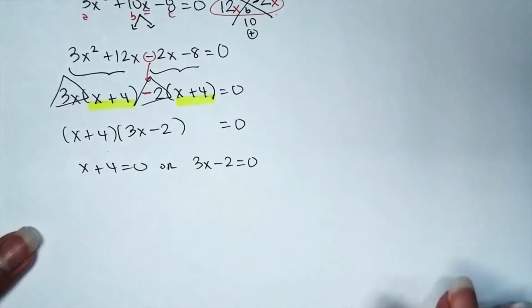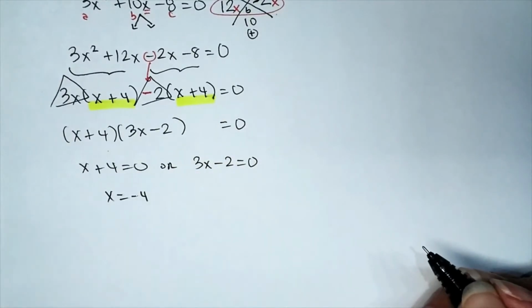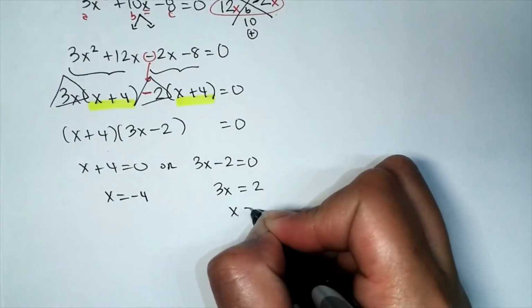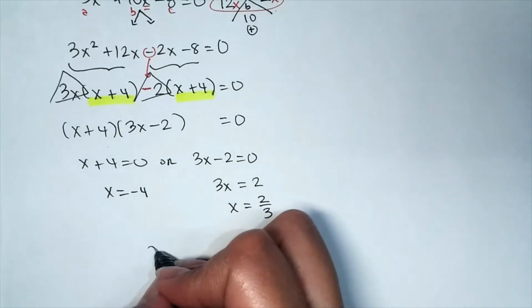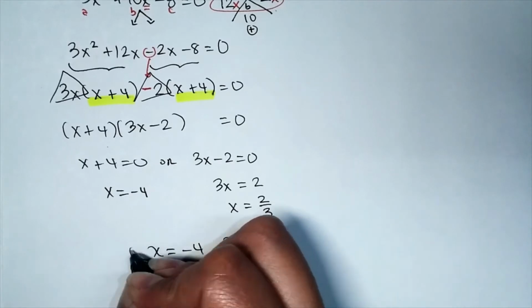If the first factor equals 0, that's going to give us -4. If the second factor equals 0, after we add 2 to both sides and divide both sides by 3, that will give us 2/3. So we have that one solution is -4 and another solution is 2/3.